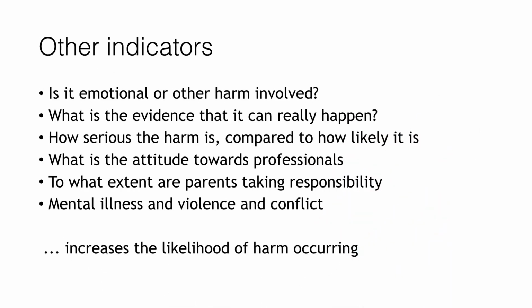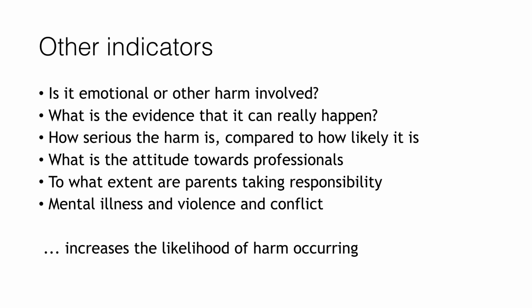How do we remember all this? I think there is a problem with research and case law. It's extensive. And even with the limited ideas presented here, it's a job to remember them when you need them. So what's most important to try to remember? Well, think about the difference between psychological harm and other types. What is your evidence that this may actually happen? How serious is the harm compared with how likely it is? How much responsibility is the parent taking? And what is their attitude towards professionals?